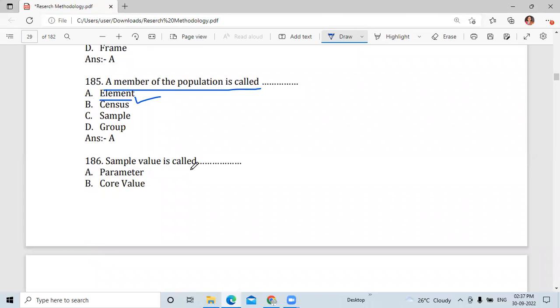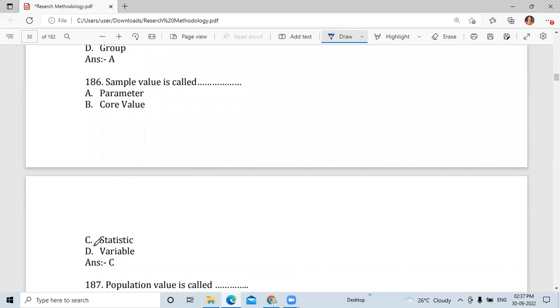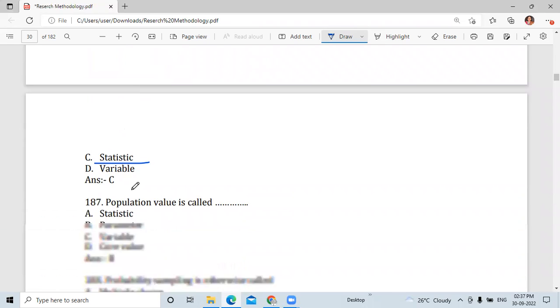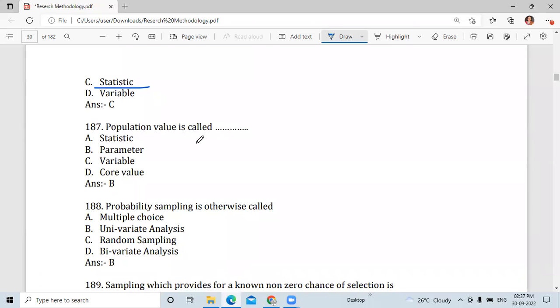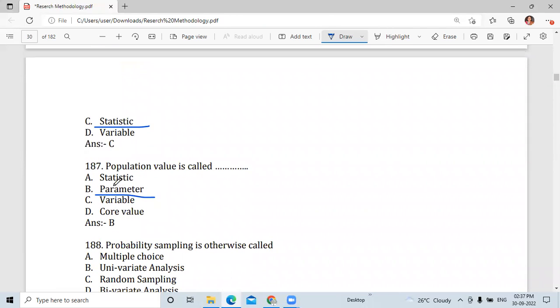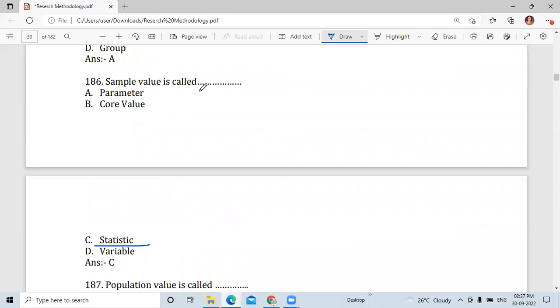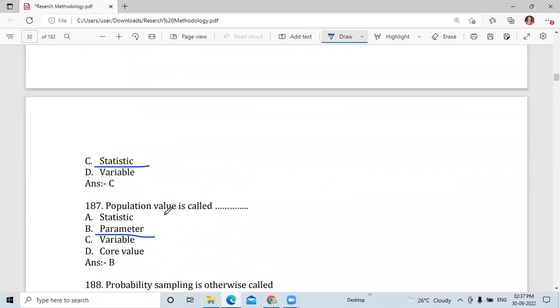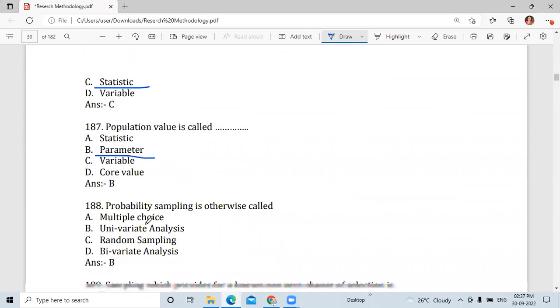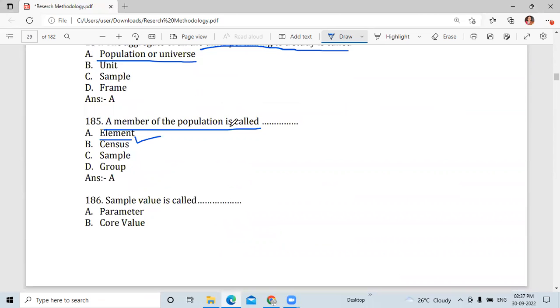Sample value is called what? It is a statistic. Population value is called a parameter. So population, parameter; statistic, sample. Remember it like that. Sample value is called a statistic, population value is called a parameter, and a member of the population is called an element.